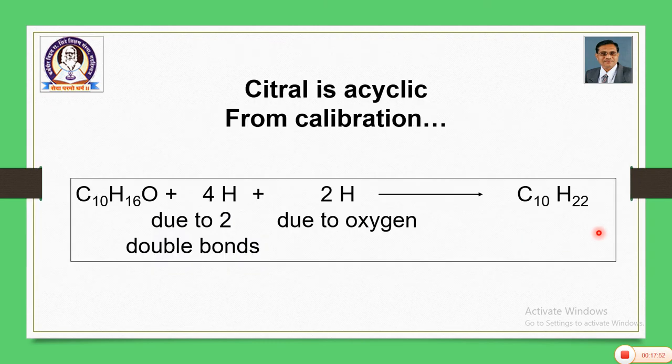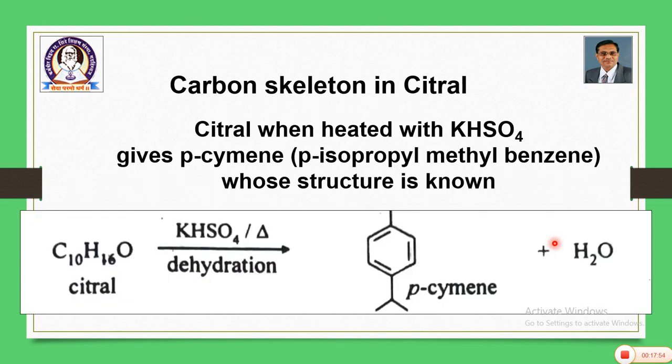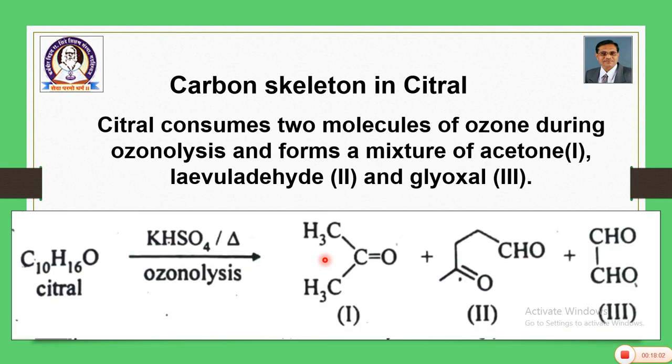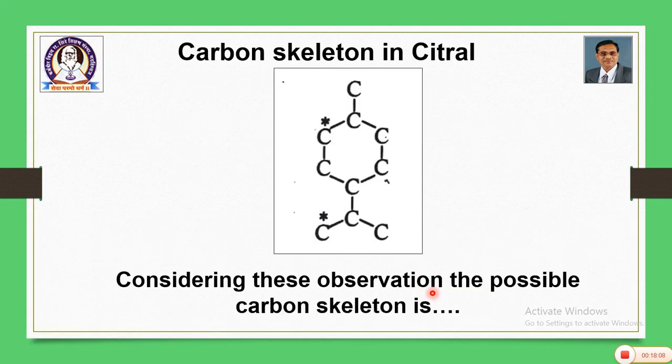Then the calibration gives you the idea that it is an acyclic compound. Then the carbon skeleton is confirmed by reaction with KHSO4 which gives paracymene, and by ozonolysis which gives this mixture. So, this is the general structure which is possible, head to tail linkage is there.